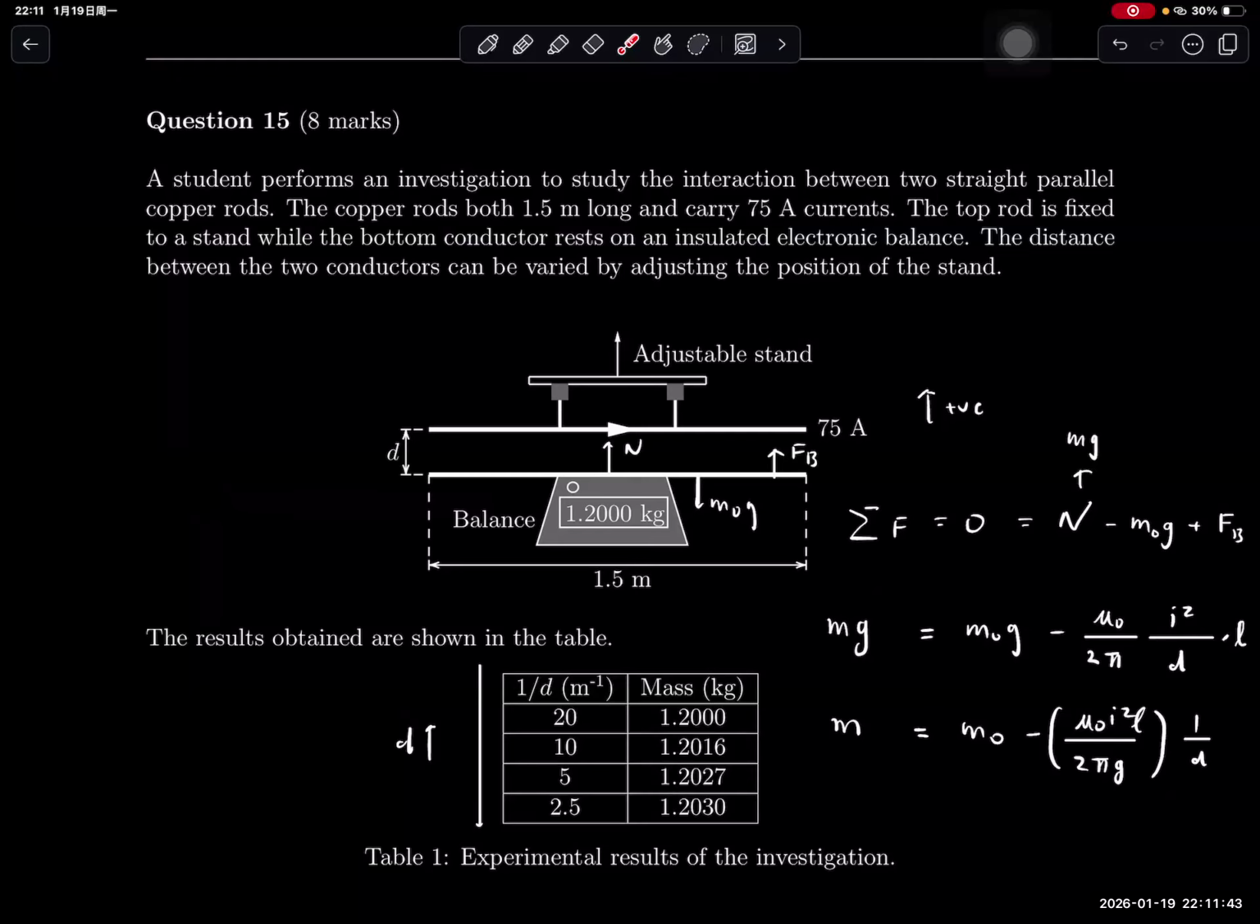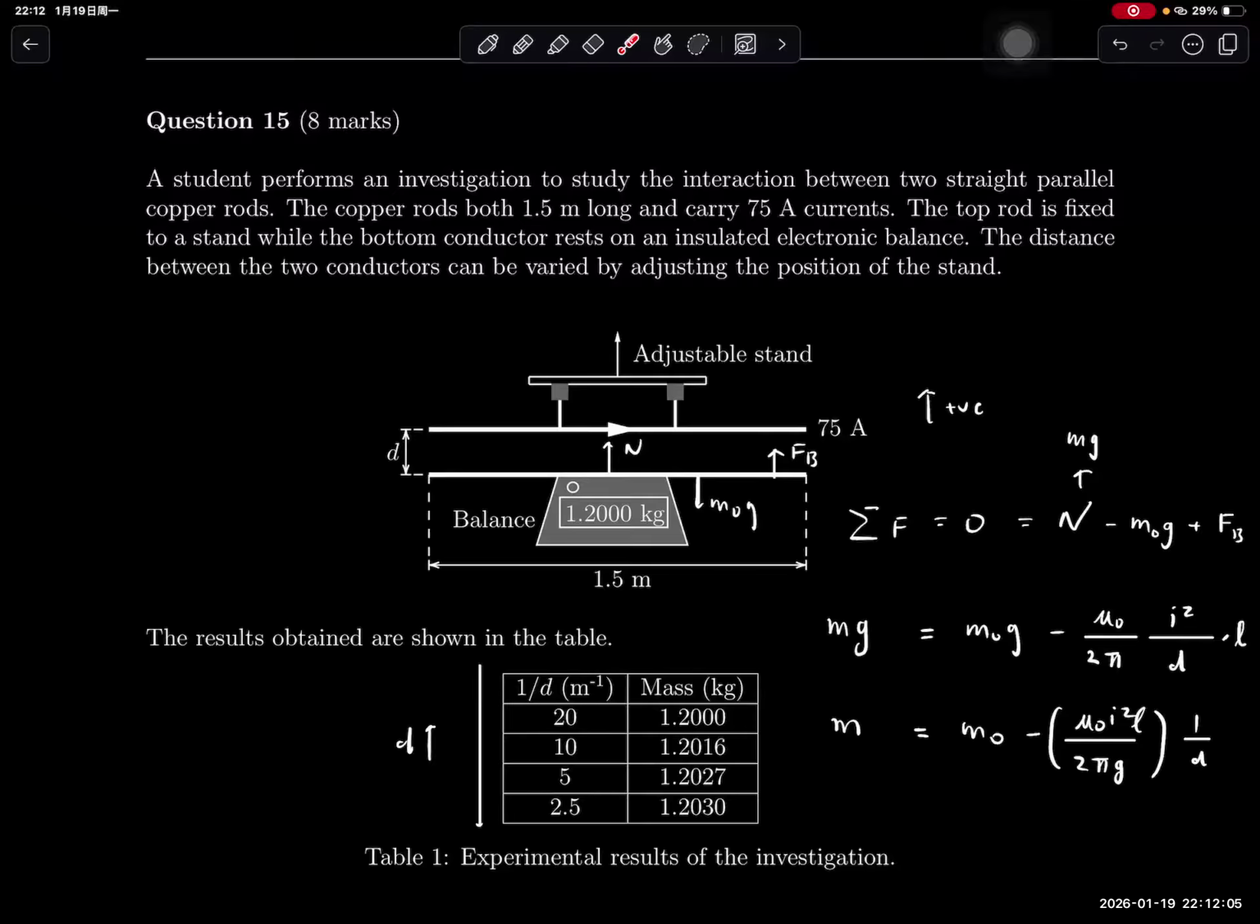The wires are copper rods. They are 1.5 meters long and they carry 75 amperes of current each. This is very crazy. It's a big current, 75 amperes. It was just made for this question. It's not realistically possible because that would literally melt the copper.